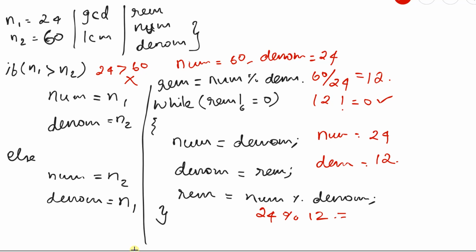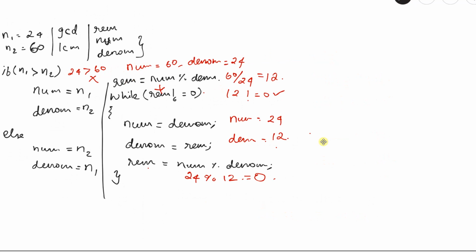24 mod 12 is 0. So what happens when the remainder is found the next time? This remainder gets passed here, and while checking 0 not equal to 0, this condition fails, and we are moving on to the next procedure. Now we got the remainder. Remainder is nothing but the GCD, so we are assigning it to that variable.